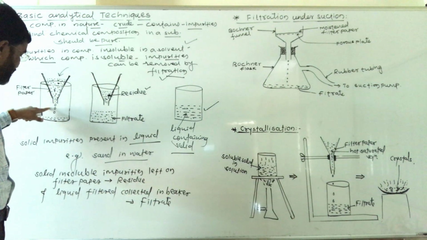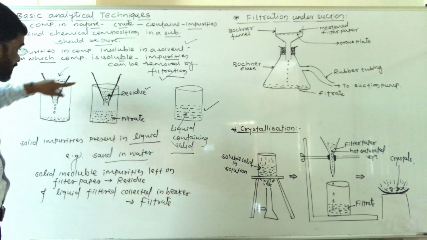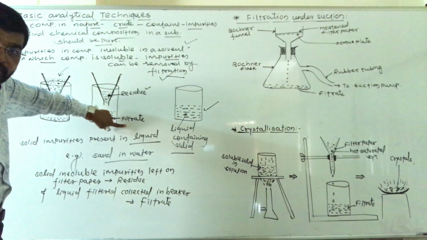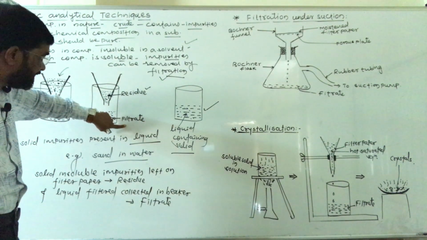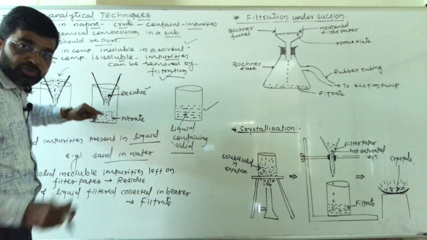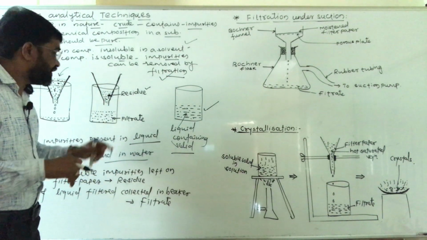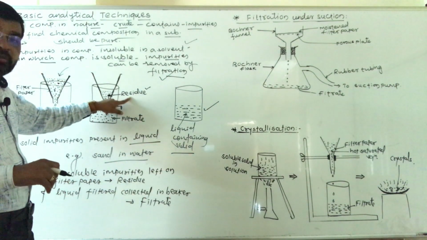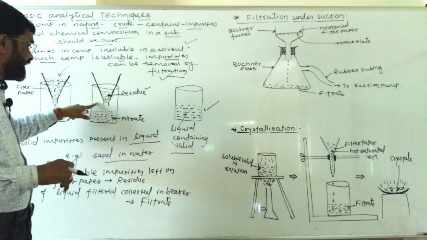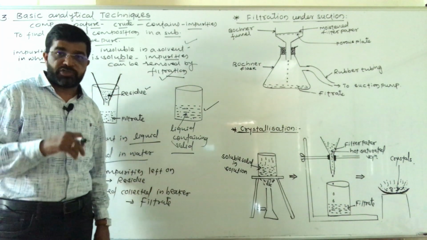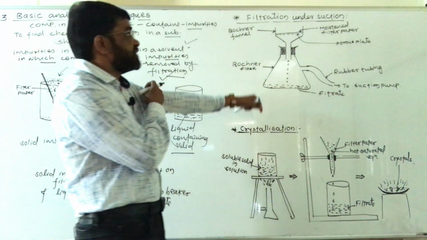This is filtration. After filtration, the substance collected in this beaker is the filtrate, and the substance which is not filtered through that filter paper, the insoluble impurities left on this filter paper, is called the residue.